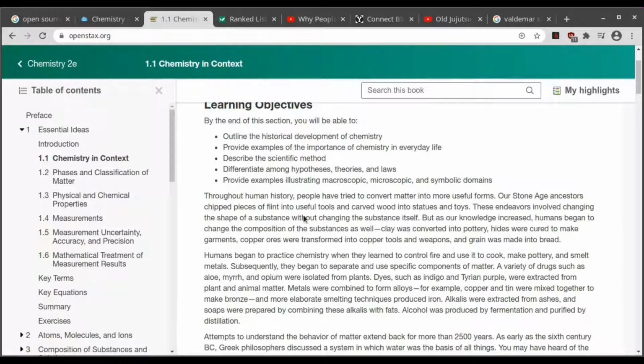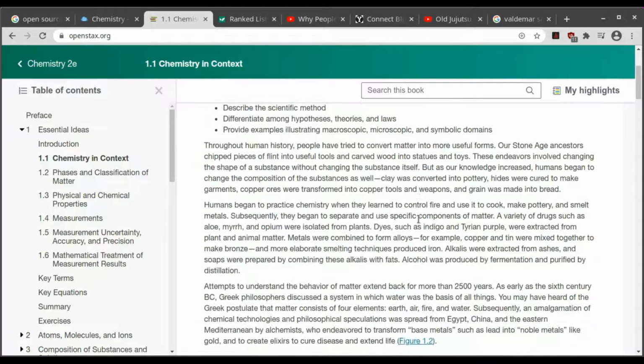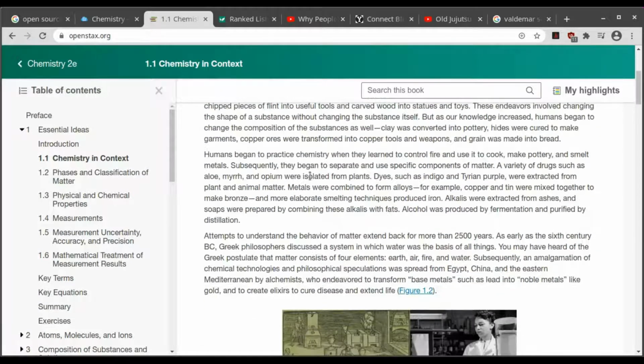All right. So talking about throughout history, people have tried to convert matter into more useful forms. Talking about the Stone Age ancestors creating flint tools out of flint, or toys or different things. Eventually getting into pottery, weapons, garments, iron ore. And then one of the first uses of fire is learning how to control fire. One of the first practices of chemistry is learning how to control fire and cook with it, right? Because fire is a chemical reaction. You're turning some type of fuel, wood or something, combining it with oxygen and burning it and giving off carbon dioxide and other things, carbon monoxide and other things.